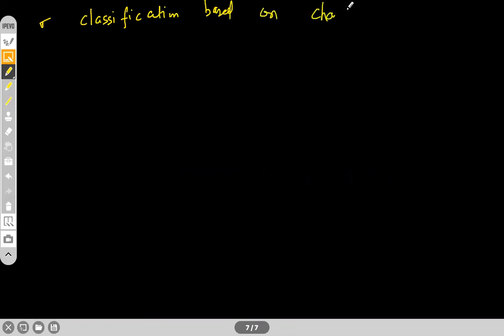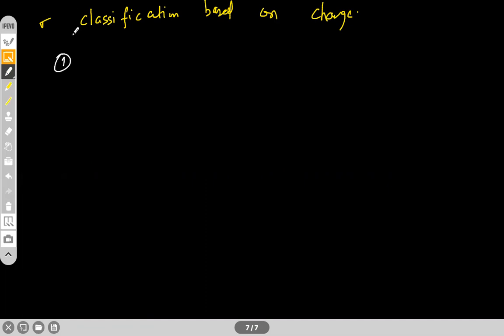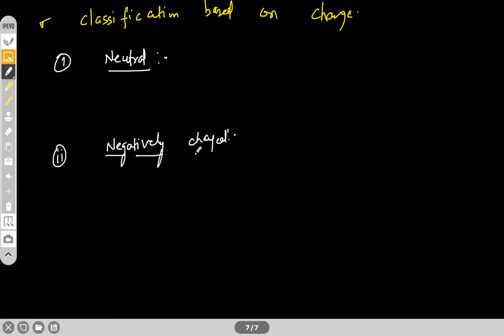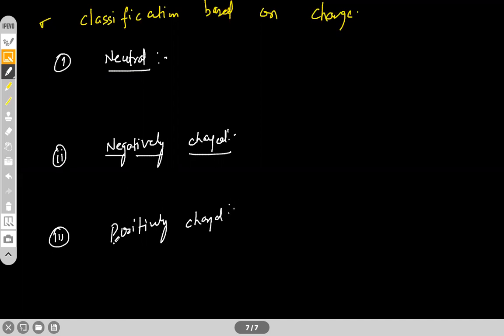Based on charge. So three types of ligands we have. One is neutral, another is positively charged, and the other is negatively charged. So neutral, then negatively charged ligand, and the third one is positively charged ligand. Neutral ligands, you should know the examples. It's important. I'll tell you why and how.